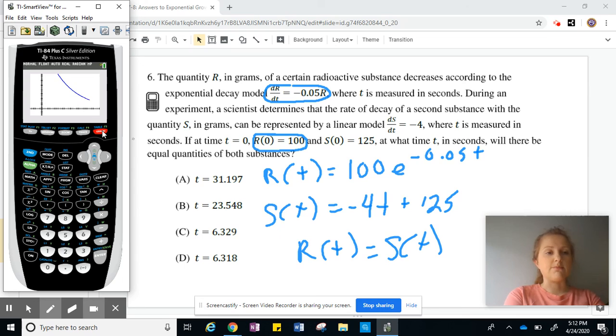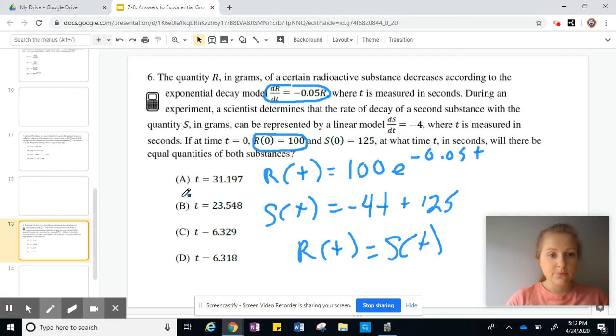Okay, so we can definitely see more of that function. Okay, perfect. We can see where they intersect now. So let's figure that out. So number 5, go this way. Okay, great. So we intersect at 23.548, which is letter B, which is the correct answer. So that's it for the 7-8 exponential growth questions.